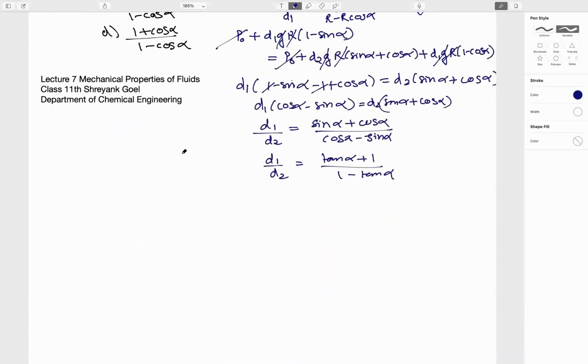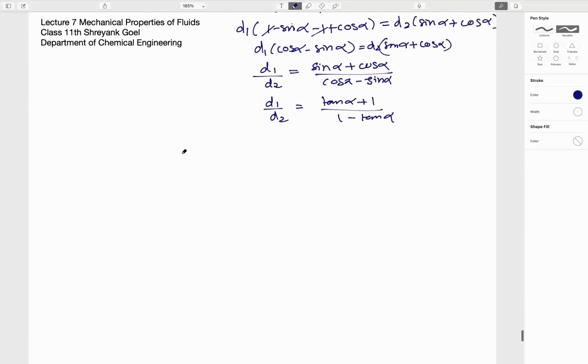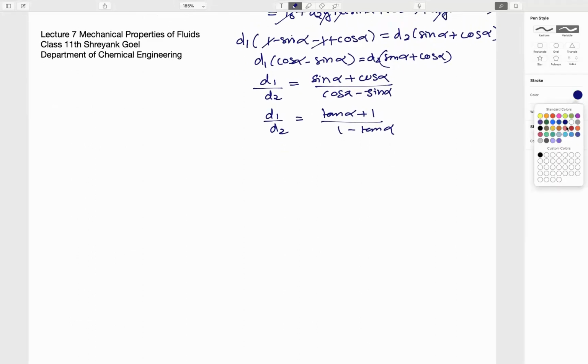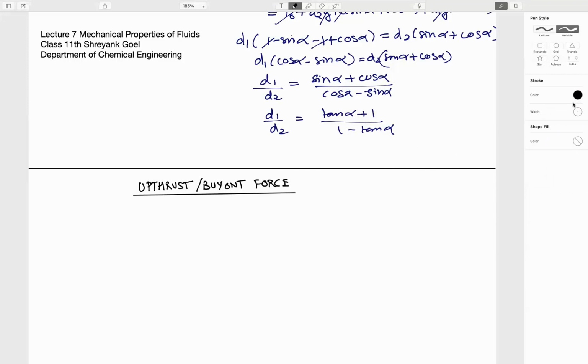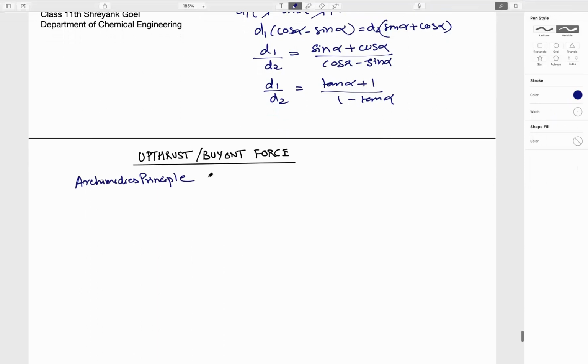Okay, so this is all about the concepts of manometer and all. Now I am going to start a new concept, that is upthrust and buoyancy. Upthrust or buoyant force. So, upthrust according to Archimedes principle: according to Archimedes principle, upthrust is the force exerted by fluid on the solid body, or I can rewrite this.